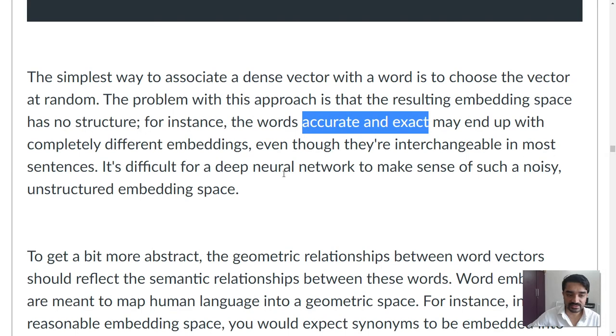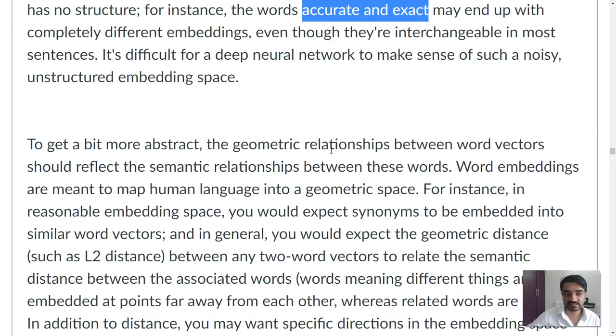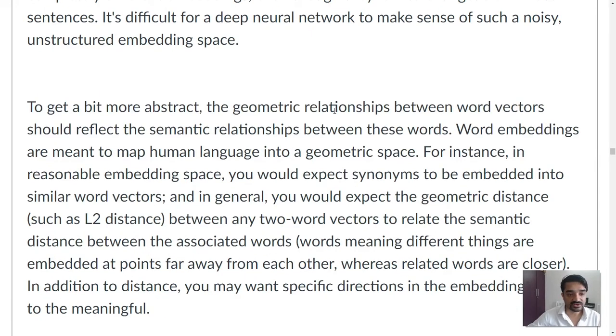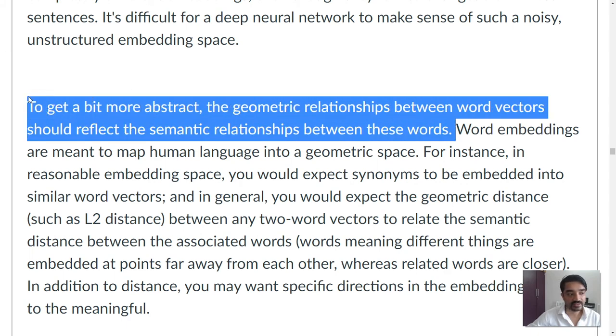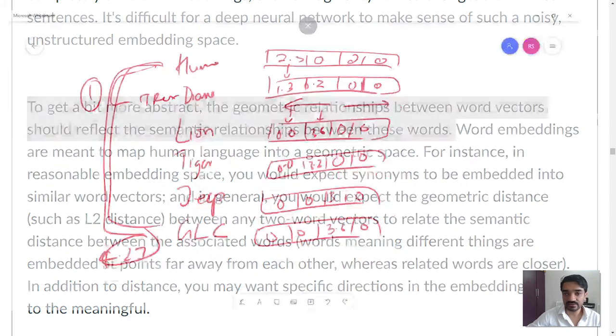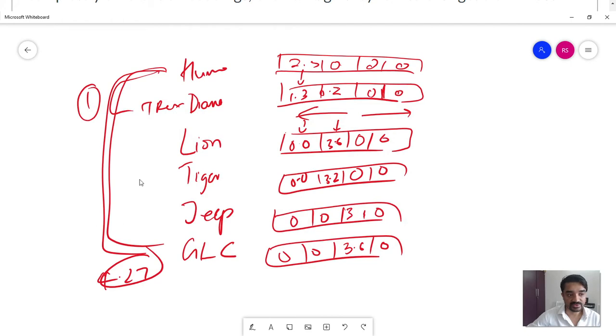Even though they are interchangeable in most sentences, it is difficult for a deep neural network to make sense of such a noisy, unstructured embedding space, right? We can't always start from a random number. That is why we need an embedding which makes sense. Now, to get a bit more abstract, the geometrical relationship between the word vectors should reflect the semantic relationship between these words, right? This is exactly what I drew. The geometrical relationship mirrors the semantic meaning.